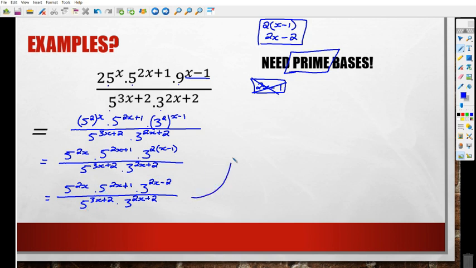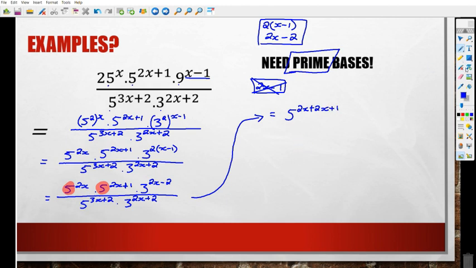I'm running out of space, so I'm going to deal with just my 5s now. At the top, I see that I've got 2 5s being multiplied with each other. What do I do with exponents when the same bases are multiplying? I add those exponents. So let's add them in one line here: 2x plus 2x plus 1.